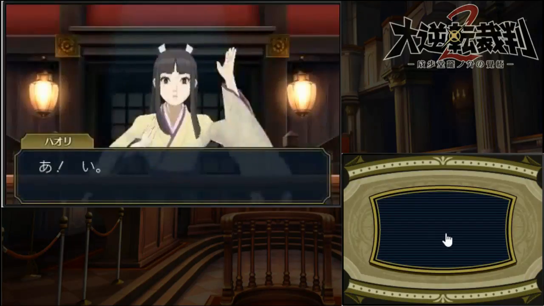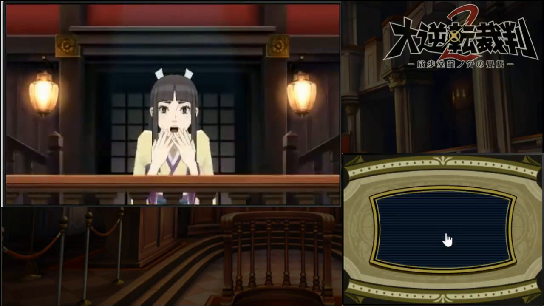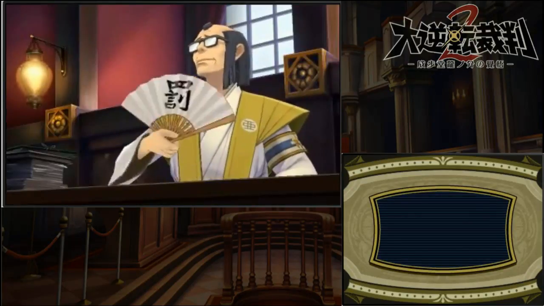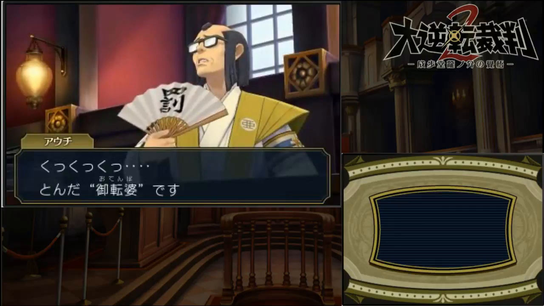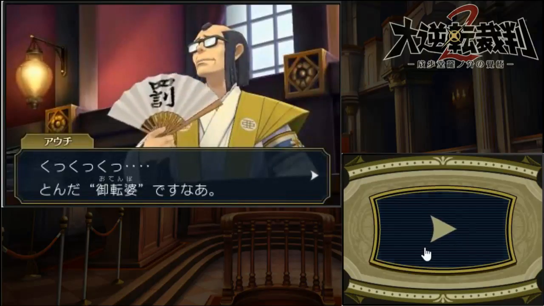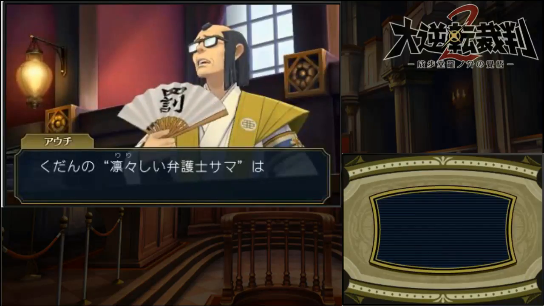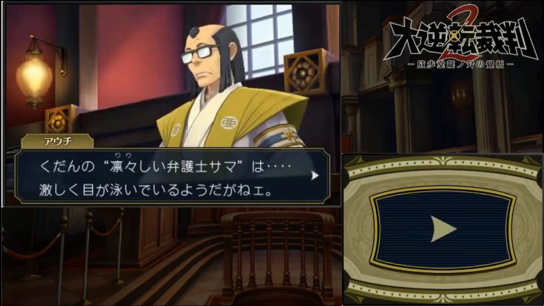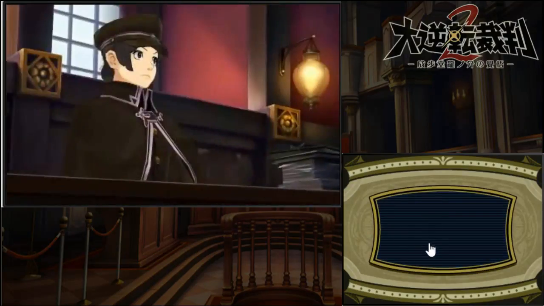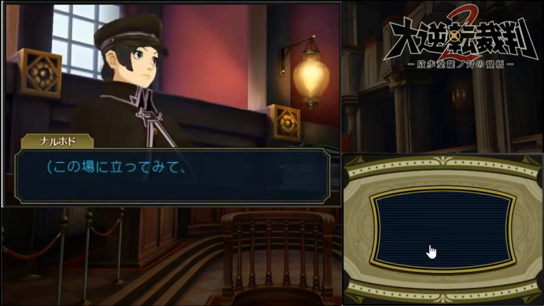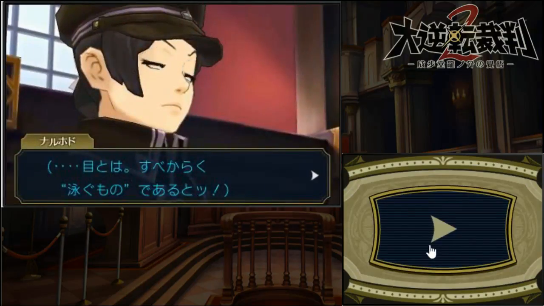Susato-chan? Haori-sama. That rowdiness is rather unsightly. However, is that claim truly valid? Would a gallant attorney have trouble keeping their gaze focused? Oh, this crippling nervousness. I understand now. Standing here as you have been, Naruhodo-sama. How your eyes cannot help but wonder.